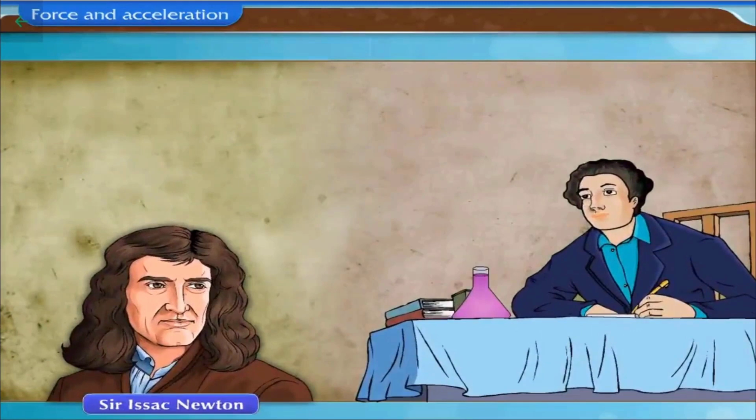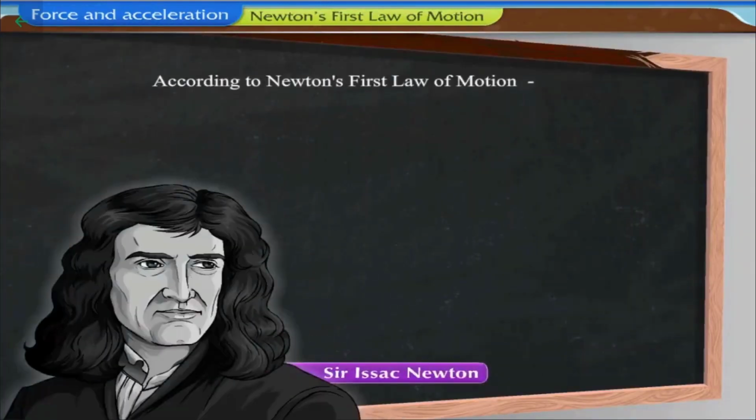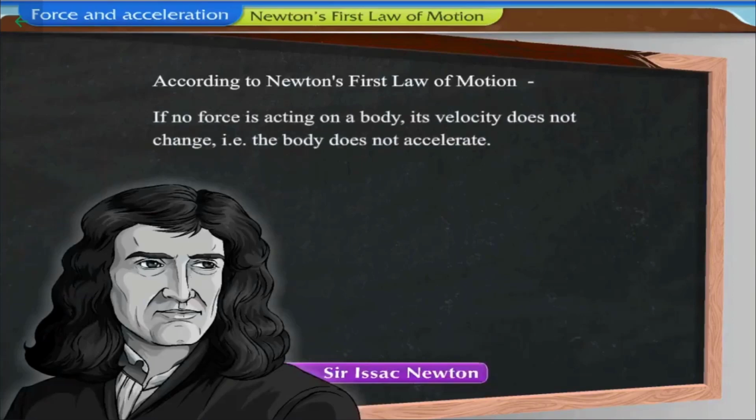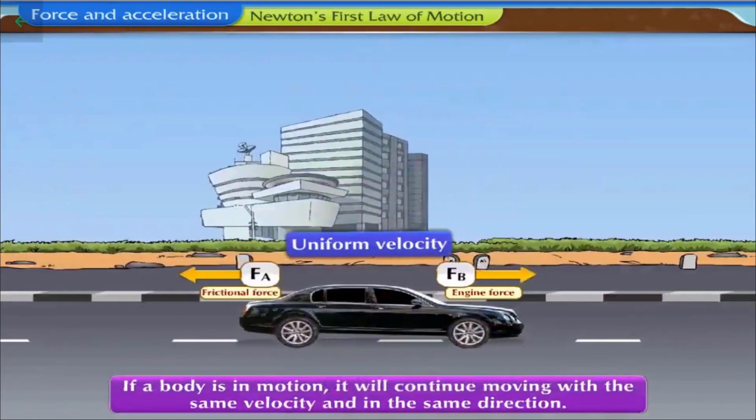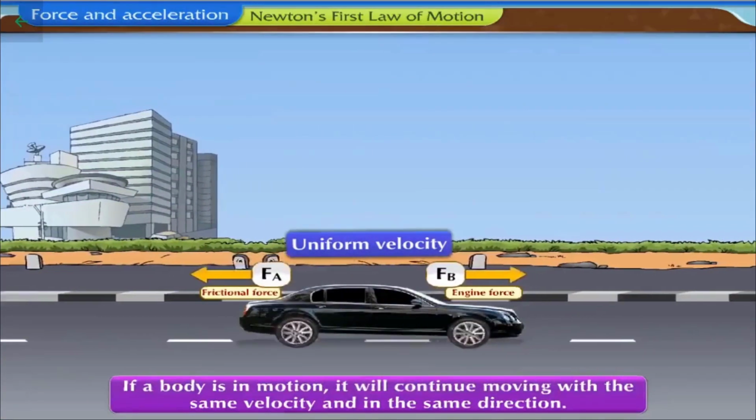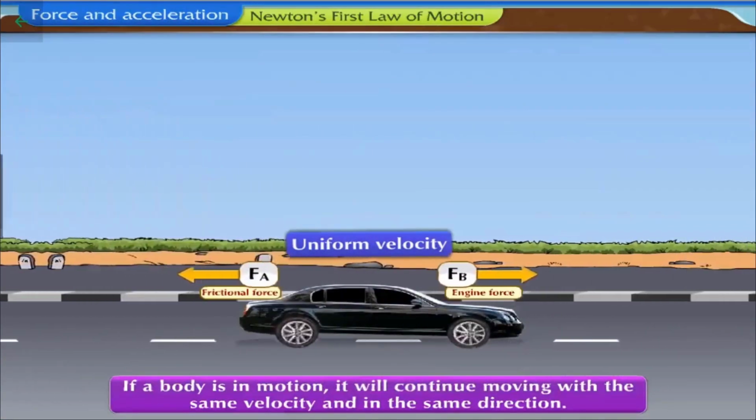Let us learn about Newton's first law of motion. Newton's first law of motion. According to Newton's first law of motion, if no force is acting on a body, its velocity does not change. That is, the body does not accelerate. In other words, if a body is stationary, it will remain stationary. If it is in motion, it will continue moving with the same velocity and in the same direction.